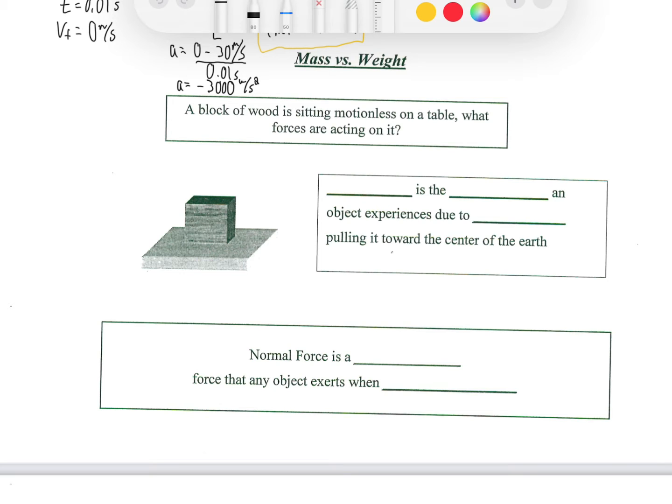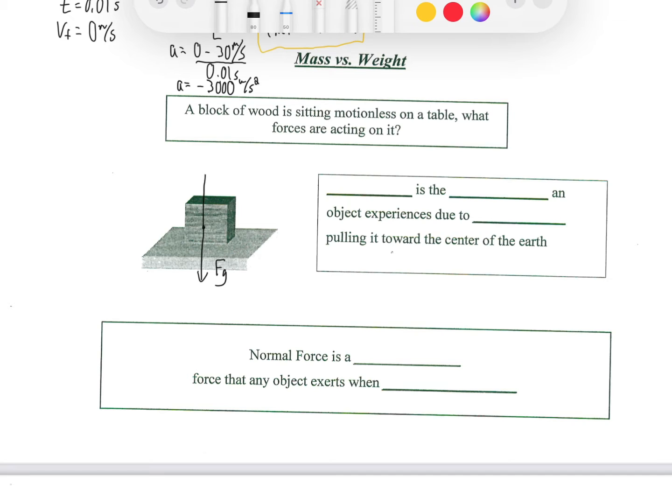So we have a block of wood sitting motionless on a table. What forces are acting on it? So we have two forces that are going to be acting on it. The first one is going to be weight. So we could draw this in. We have this weight force, which we'll call Fg, since this is the force of gravity pulling down on it.